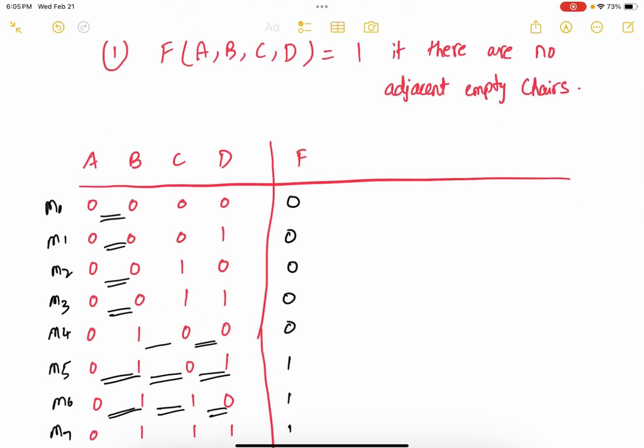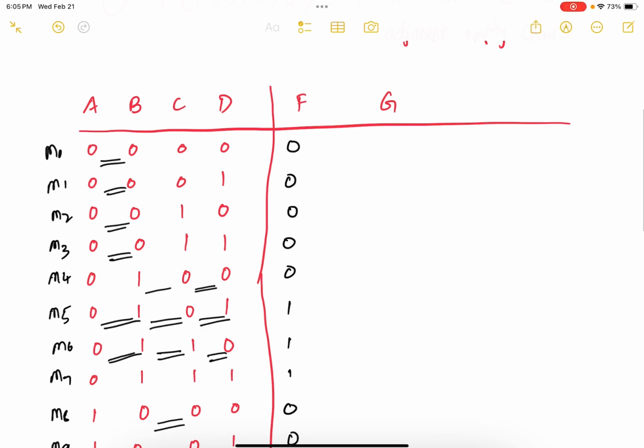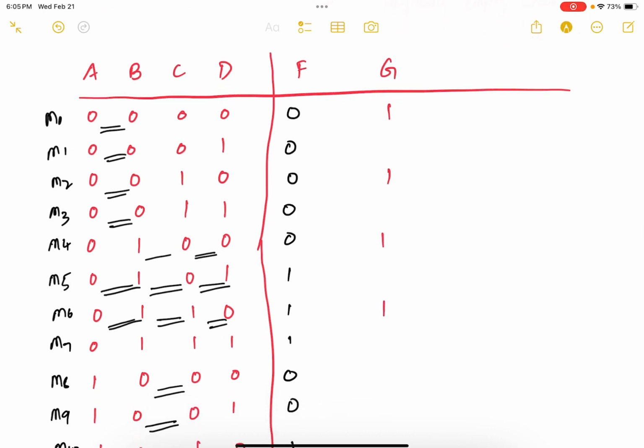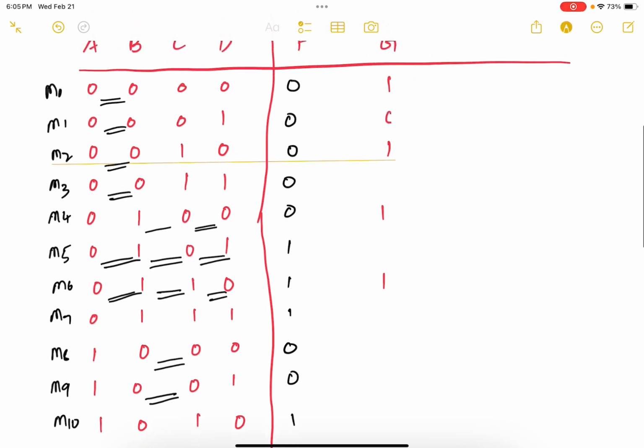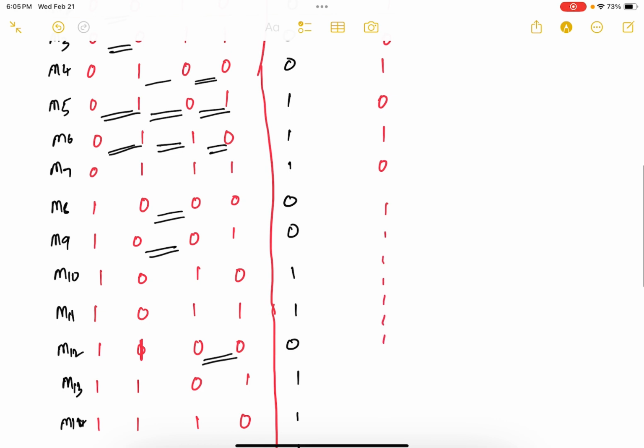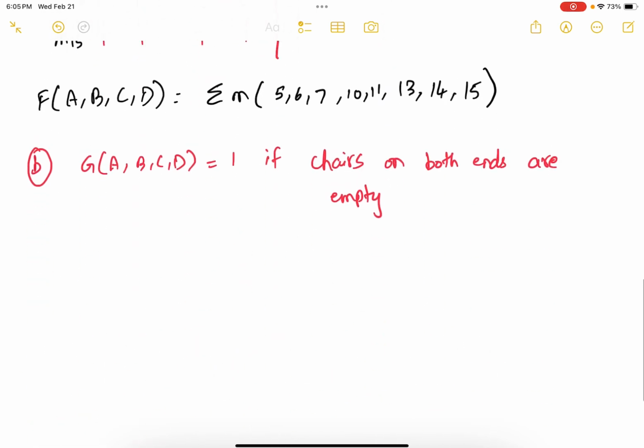So G would be here this one, then you have this one, that is M6. So 0, M0, M2, M4, M6, and that's about it. And for the other combinations, it's going to be 0. So that's G, and you can write the minterms as minterms 0, 2, 4, 6.